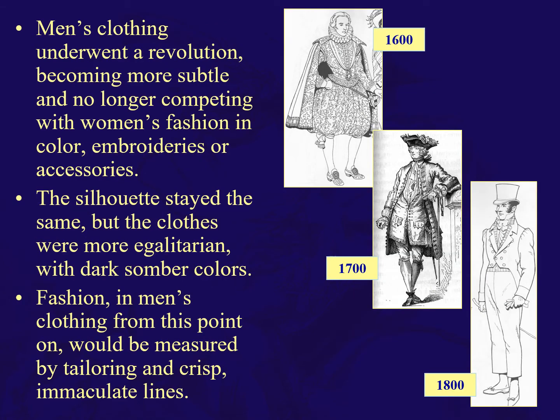We start to see the revolution come to a head here in men's clothing. More subtle, no longer competing with women's fashion in color, embroideries, or accessories. As you can see the evolution when we get to 1800, it's more egalitarian, somber, dark clothing, where fashion is measured in tailoring and crisp, immaculate lines. Fashion? We have no time for fashion. We have wars to fight. We can't fight wars and worry about fashion. Just give me anything off the rack.